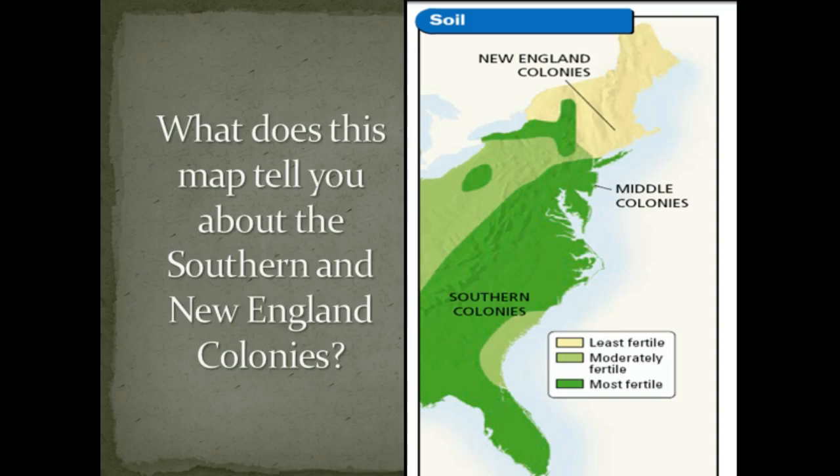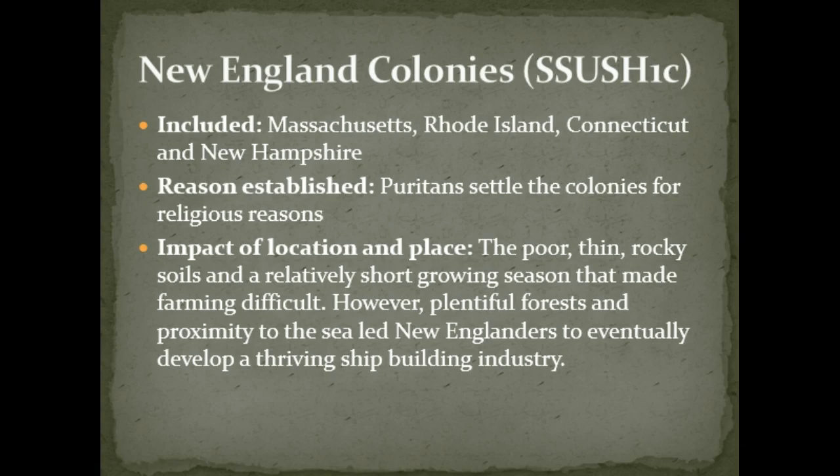Absolutely right. The New England colonies are less fertile, so they're not going to be doing as much agricultural growth as the southern colonies. The New England colonies are going to include Massachusetts, Rhode Island, Connecticut, and New Hampshire. The reasons for establishment: the Puritans are going to settle the colonies for religious reasons. They want religious freedom from the Anglican Church in England that did not tolerate their beliefs.